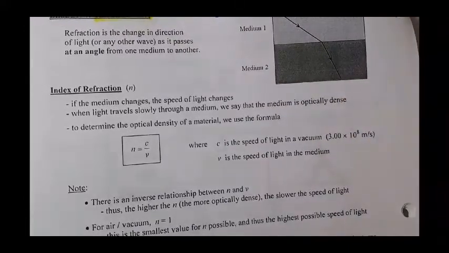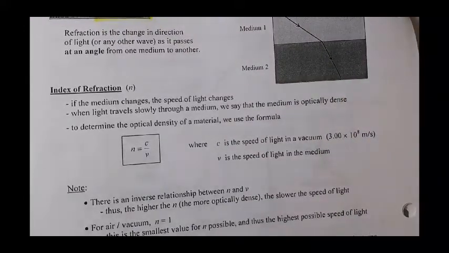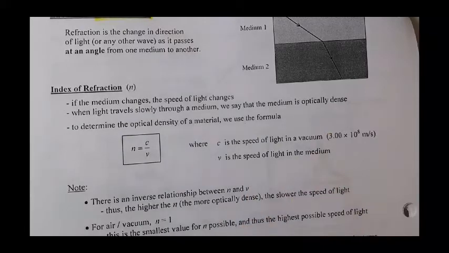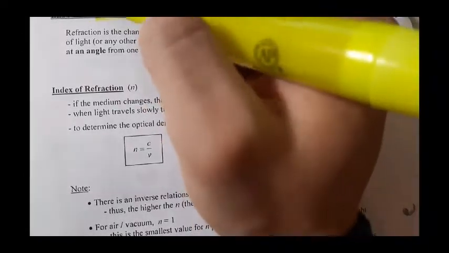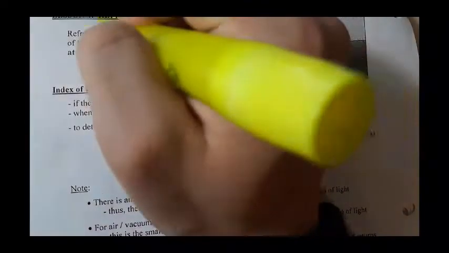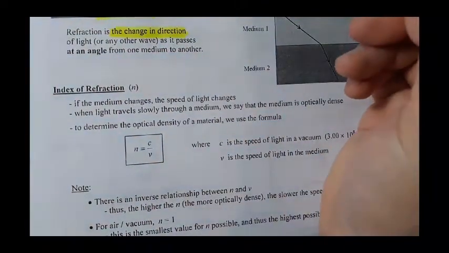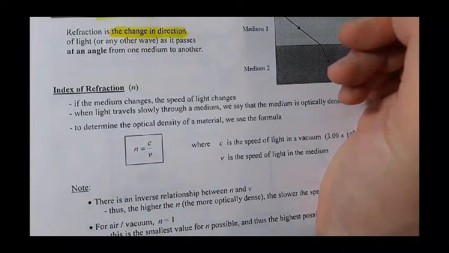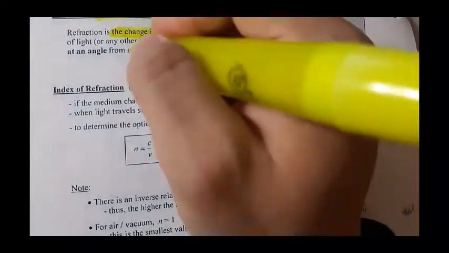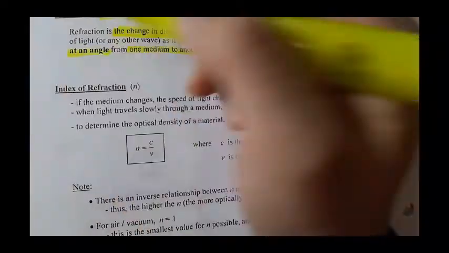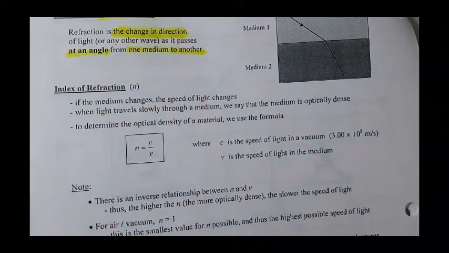We can talk about anything like sound and light, but let's talk about light. If you shine a light from the air into the water, so imagine you have a glass of water and then have a light or laser going through, you may notice that the direction changes. So refraction is basically a change in direction of any type of wave as it passes from one medium to another, and we create a different angle.